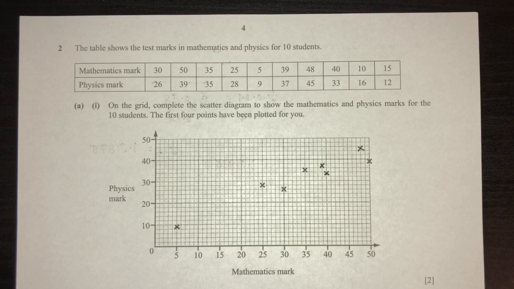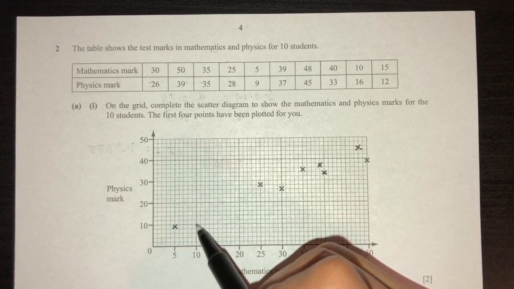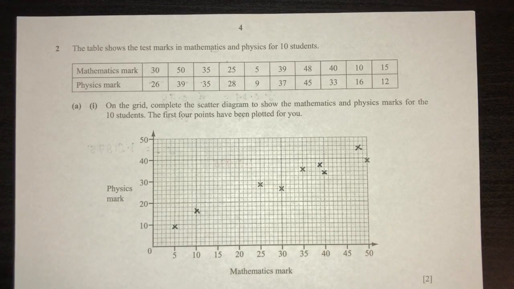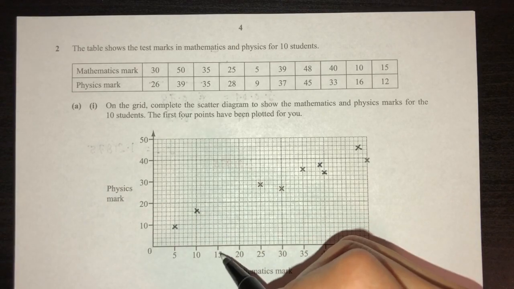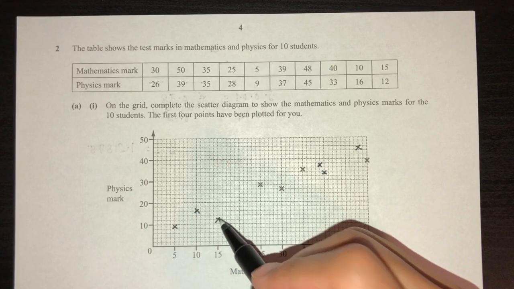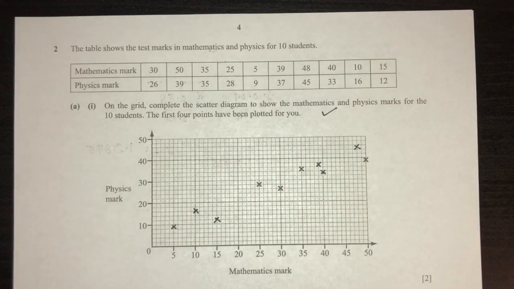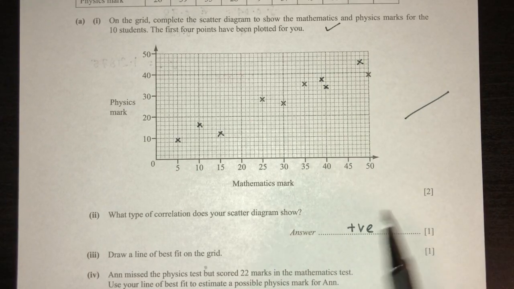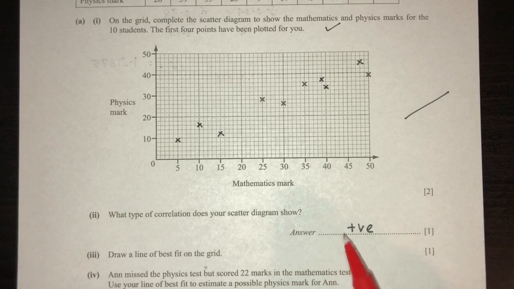Then we have 10, 16. So 10 is here. 16 will be right here. And then we have 15, 12. 12 is right here. Okay, that is part 1 done for you. Now for part B, what type of correlation do you see in your diagram? So from what you can see, the direction is going up. So it has to be a positive correlation. So of course, you will write positive correlation. Okay. That is part 1.